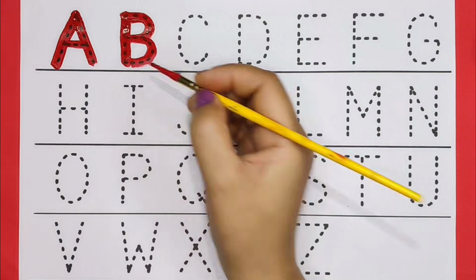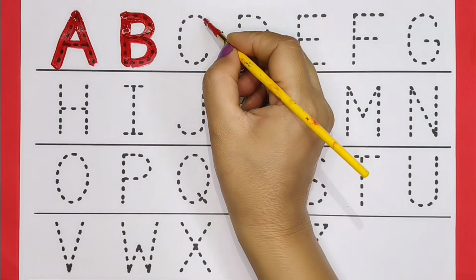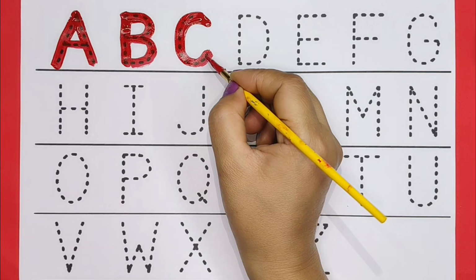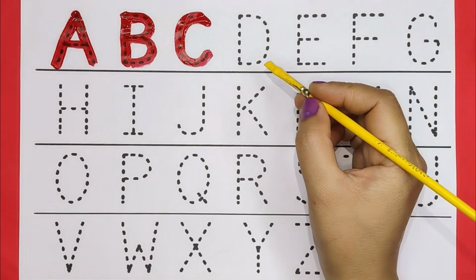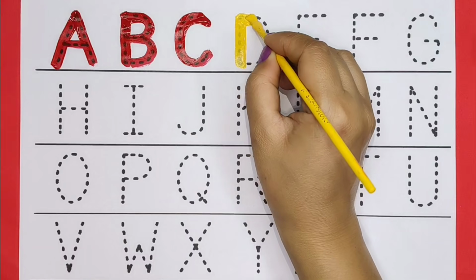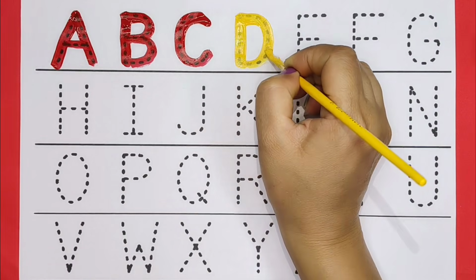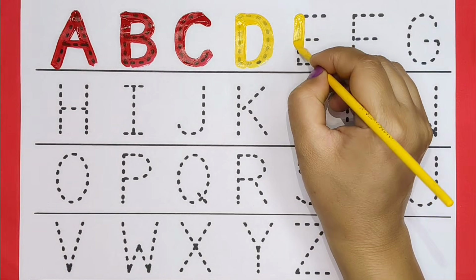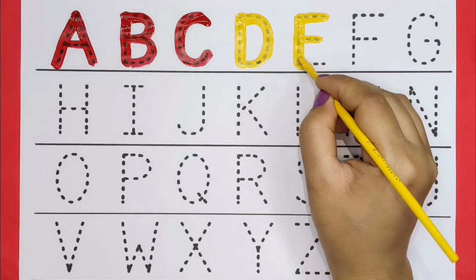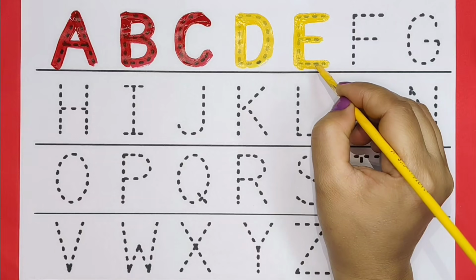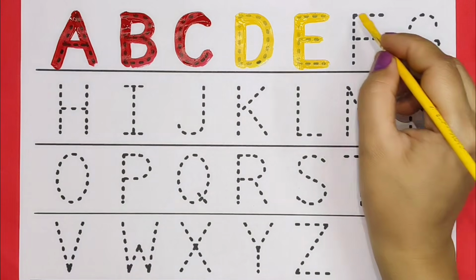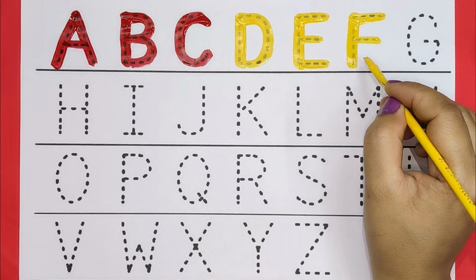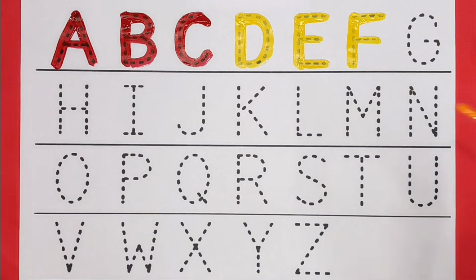B for ball. C, C for cat. Yellow color. D, D for dog. E, E for elephant. F, F for frog.